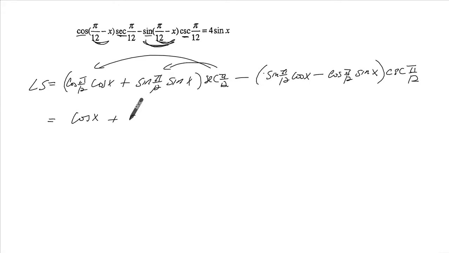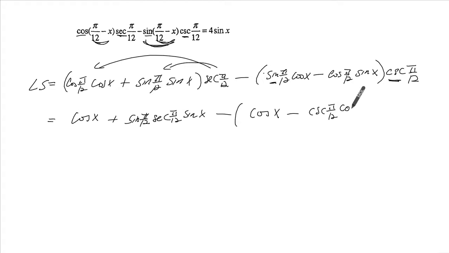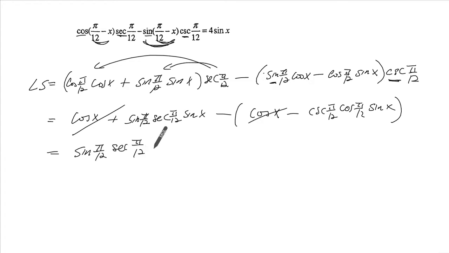Here, it doesn't simplify, so let's leave it the way it is. Okay, again, cosecant times sine will give you 1. So if you expand that, you get a cosine of x, minus cosecant of pi over 12 and cosine of pi over 12 and sine of x. So this and this will cancel out. Okay, and you get a plus.